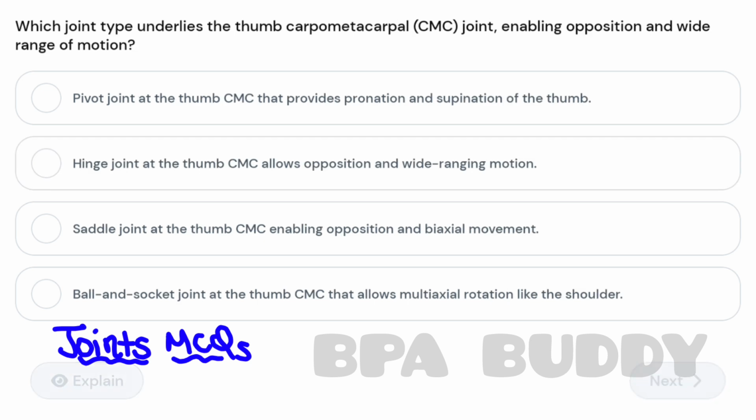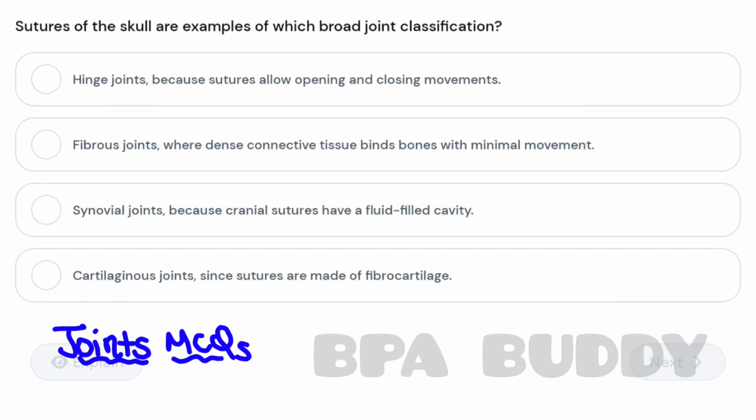Which joint type underlies the thumb carpometacarpal CMC joint, enabling opposition and wide range of motion? So the thumb CMC joint is a saddle joint permitting flexion, extension, abduction and opposition and the combined movements of themselves. So it is a saddle joint.